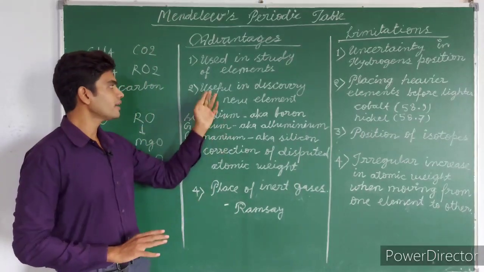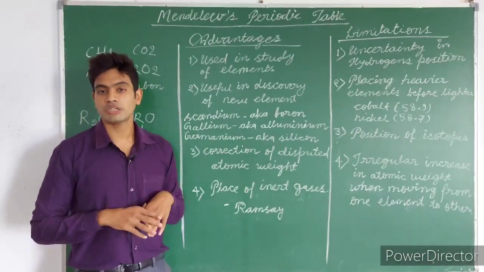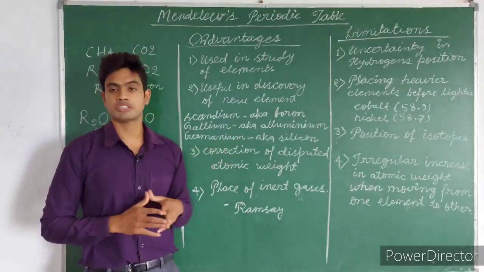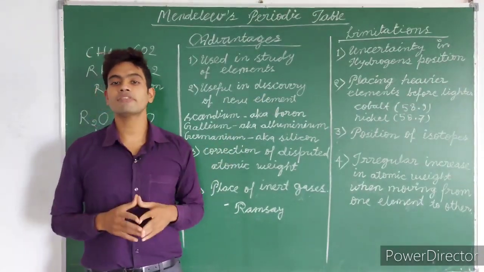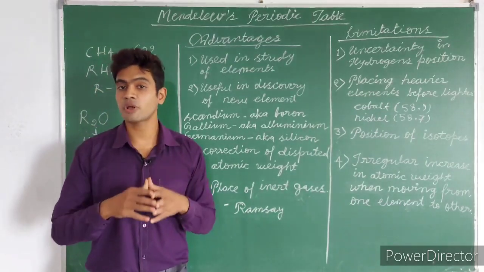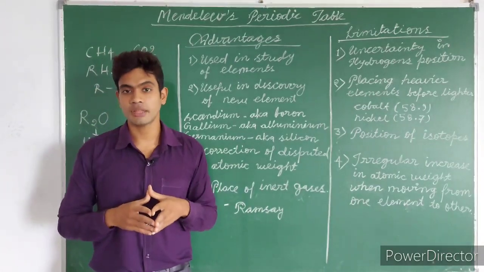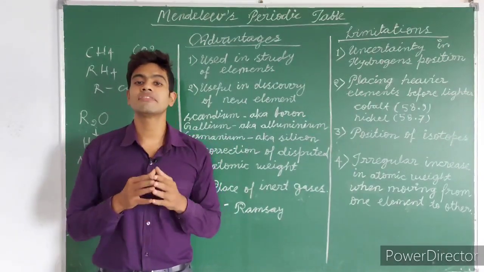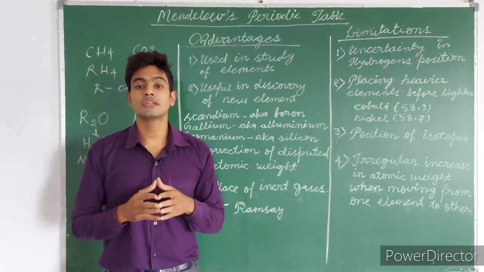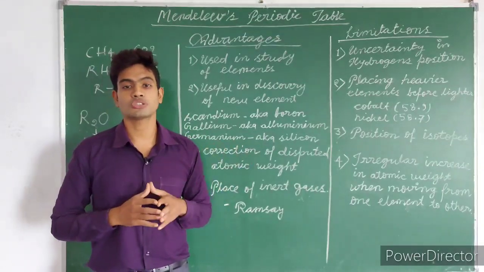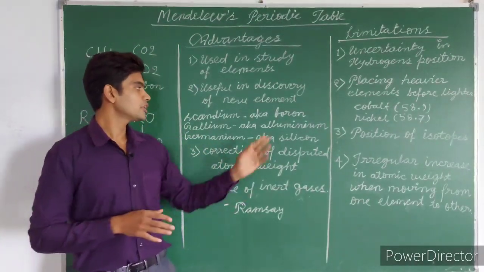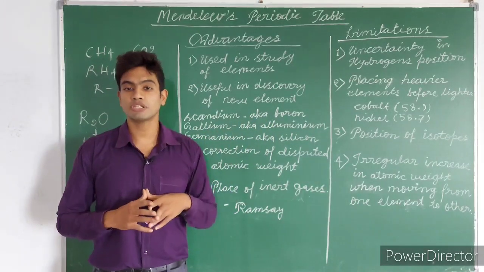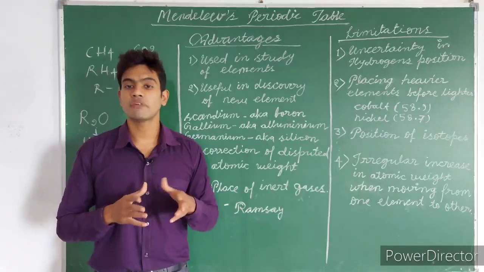Now, second advantage or second achievement of this periodic table was that it was useful in discovery of new elements. So, what happened? Mendeleev left some gaps in his periodic table. How genius was he? He left some gaps, and instead of looking at them as defects, he predicted the discovery of elements in those boxes. And he used a prefix eka to the name of the preceding element to name the newly discovered element.